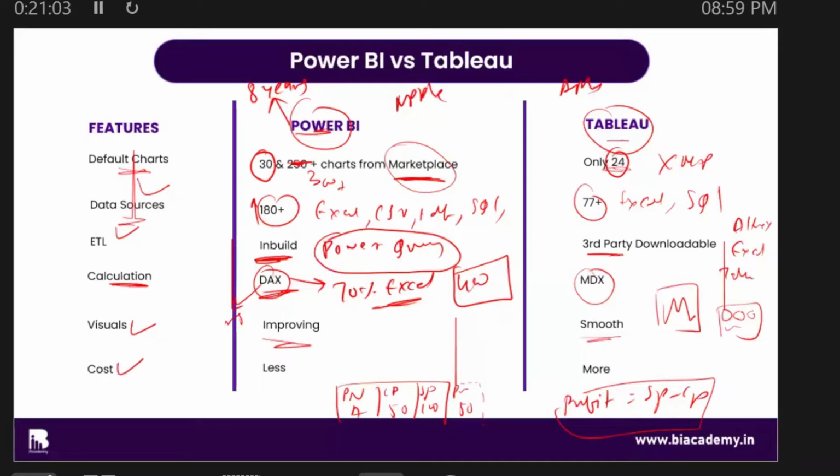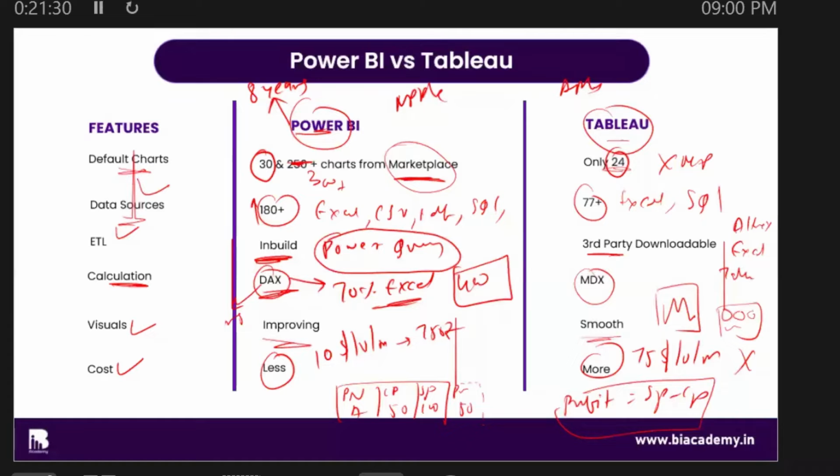Next is cost. Power BI is less expensive, whereas Tableau is more expensive. Let's say its base plan starts from $10 per user per month. And for Indians, it is 750 rupees. But for Tableau, their base plan starts from $75 per user per month. You can see the difference. And they don't have any specialty for Indians. You need to pay $75 only, right?